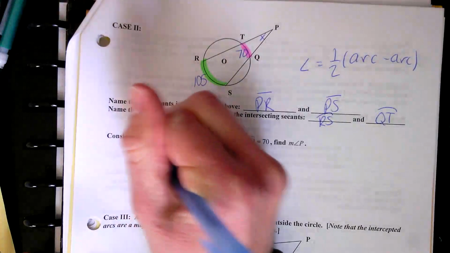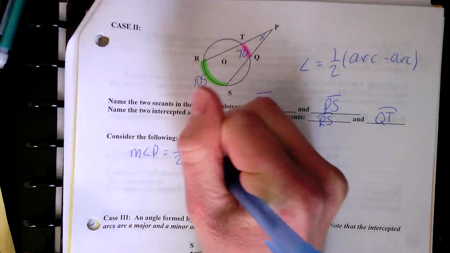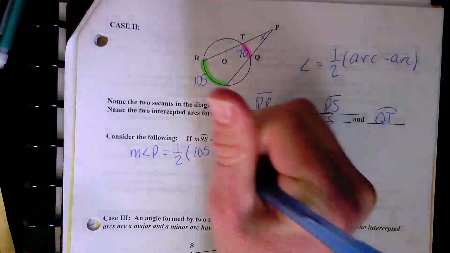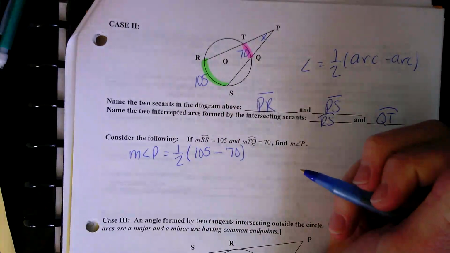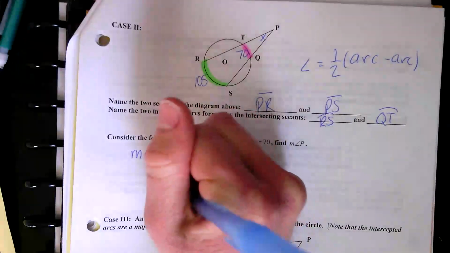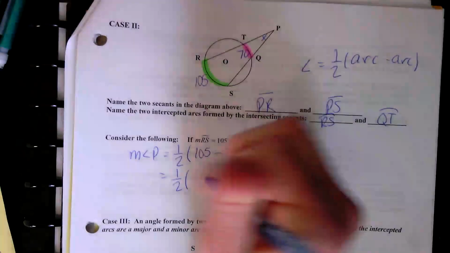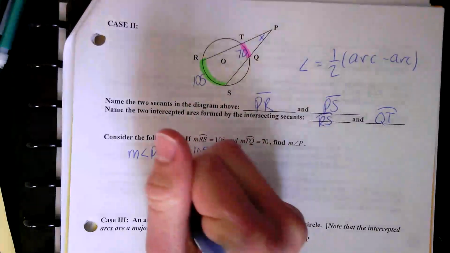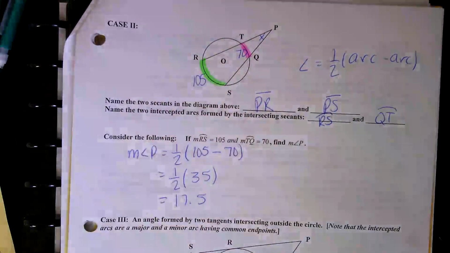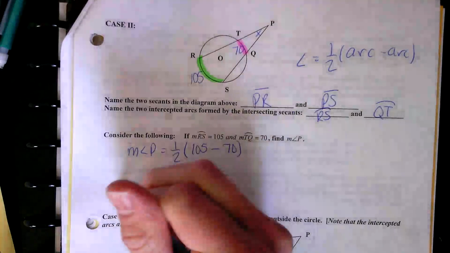So the measure of angle P is equal to 1/2 times 105, the measure of arc RS, minus the measure of arc TQ, which is 70. All right? So let's simplify. So 105 minus 70 is 35. And half of 35 is 17.5. Okay. So the measure of angle P is 17.5 degrees.